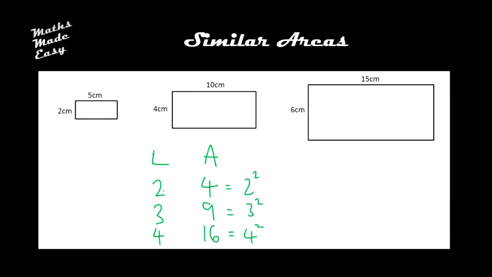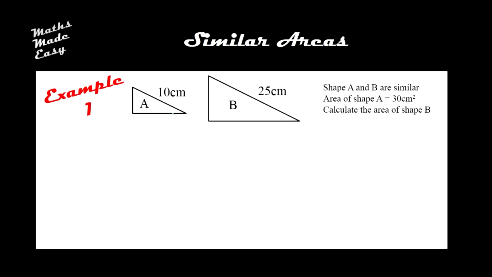So if you double the lengths, you times 2 by itself, you quadruple the areas. If you triple the lengths, the areas go up by 3 squared, which is 9, and if you multiply the lengths by 4, you do 4 squared, and the areas would go up by 16. So how can we put this into practice? Let's have a look with an example.